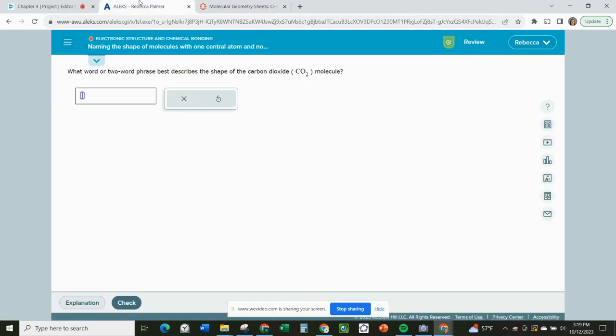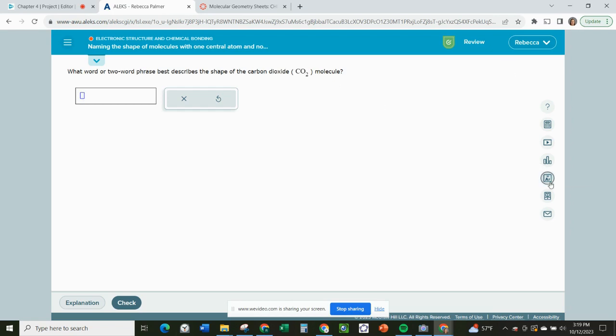Okay. So, what word or two-word phrase best describes the shape of the carbon dioxide molecule? For this topic, the first thing that you need to do is draw the Lewis structure to figure out how many electron domains are around the central atom. So, write my molecule down. We have carbon and two oxygens.